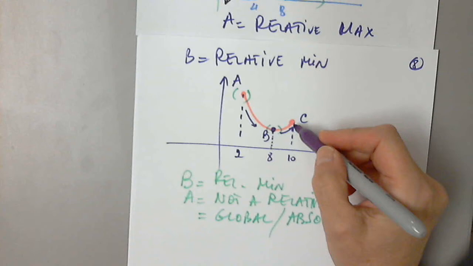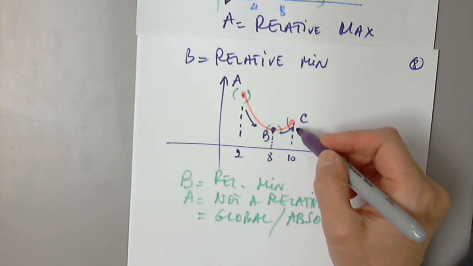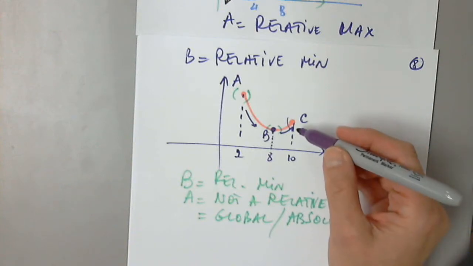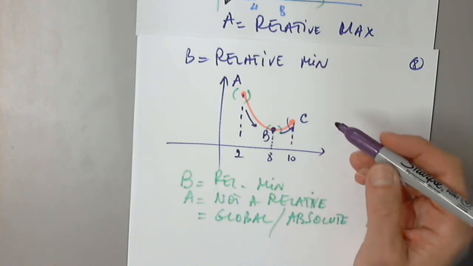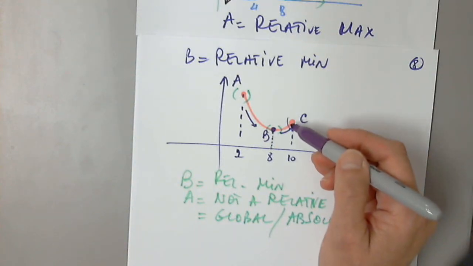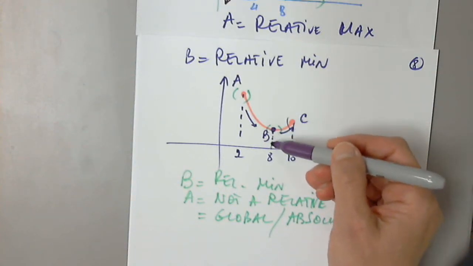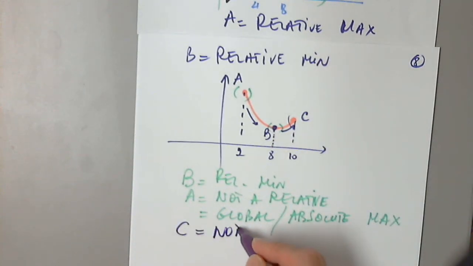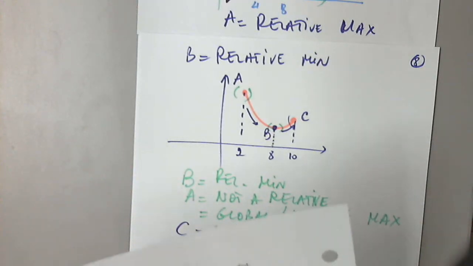What about point C? I cannot show the open interval because the function is not defined on this side. So it's not local of any kind, not max, not min. Is it an absolute min or max? No, because there are other values smaller than it and other values bigger than it. So we'll say C is nothing. It's not a local max, it's not a local min. It's not an absolute max, it's not an absolute min.